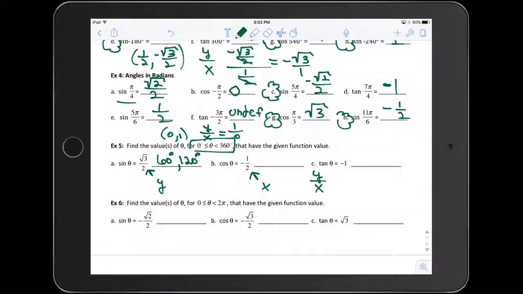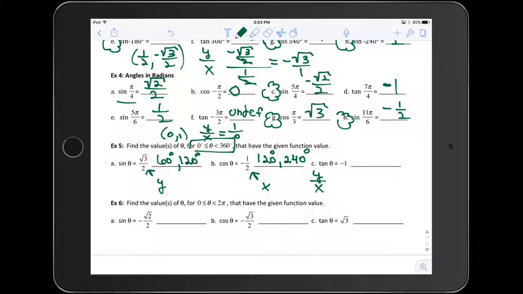Now if you do the same thing with that cosine of -1/2, you'll see that the x-coordinate is going to be -1/2 only at 120 degrees and 240 degrees. So it's similar to what we did above. It's just now we're talking about rotations on the unit circle.